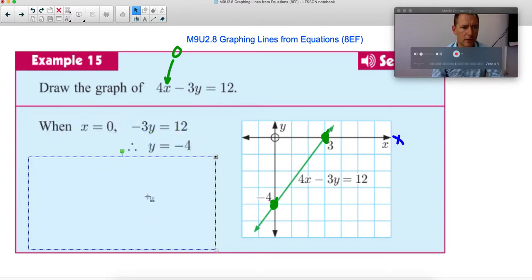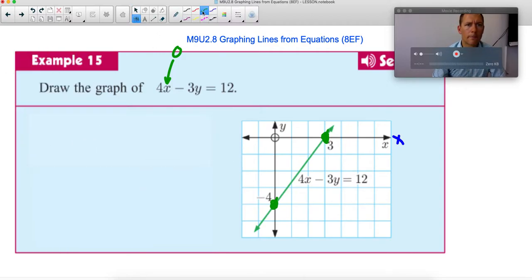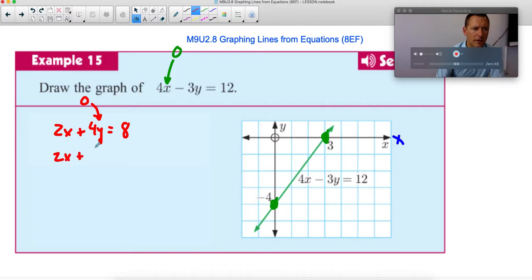Let me give you another one, just for example. If you were graphing something like 2x plus 4y equals 8, I'd say I know on this x-axis, wherever this hits the x-axis, the y value is 0. It's not up, it's not down. So let's put in 0 for y and solve for x. This would be 2x plus 4 times 0 is 0, so equals 8. You'd solve for x, you'd divide by 2, so x is 4. So this hits the x-axis at 4.